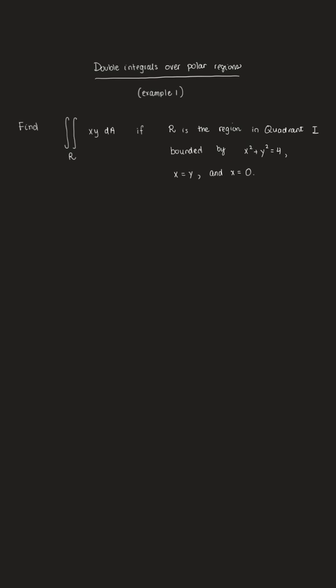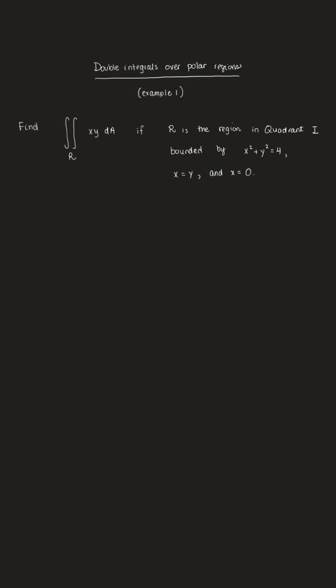Okay, so we're going to do our first example of a double integral over a polar region. Let's find the double integral over R of the function xy dA, if our region R is in quadrant 1 and it is bounded by x squared plus y squared equals 4, x equals y, and x equals 0. As we work on this problem, I'm also going to outline steps that I would use in solving any double integral over a polar region.